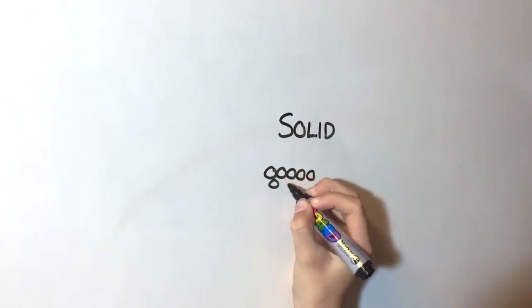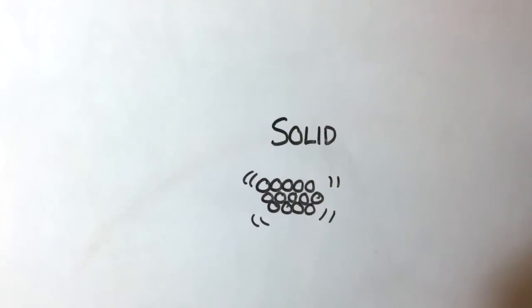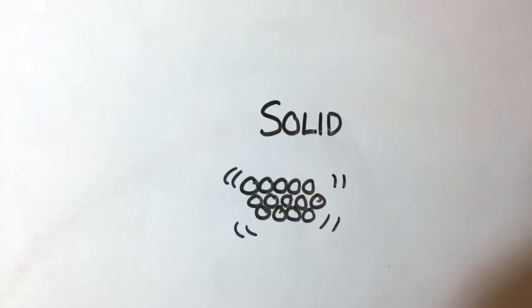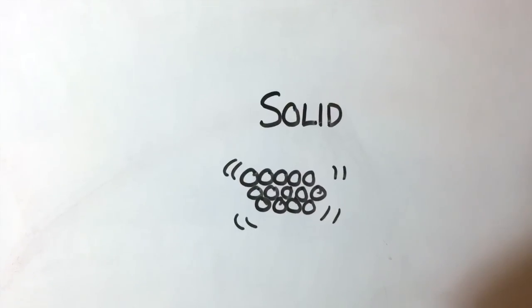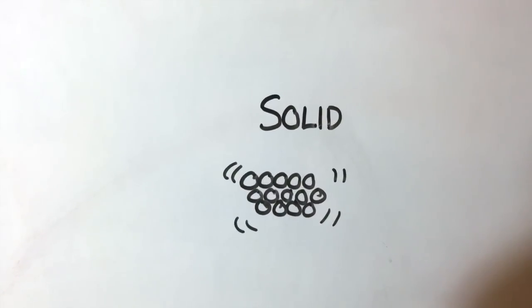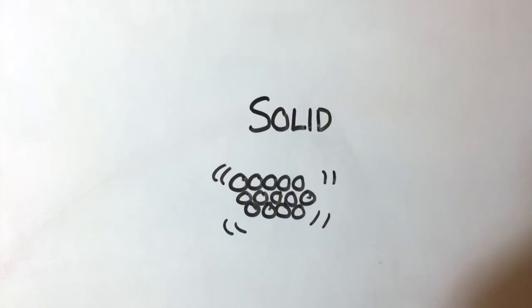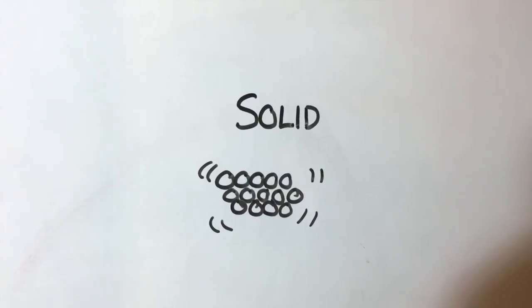Particles in a solid are tightly packed, usually in a regular pattern. They also vibrate or jiggle, but generally do not move from place to place. A solid retains a fixed volume and shape. It is rigid because the particles are locked into place. A solid is also not easily compressible, as there is little free space between particles. Additionally, a solid doesn't flow easily. As said before, it is rigid.